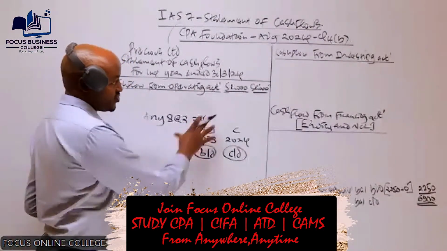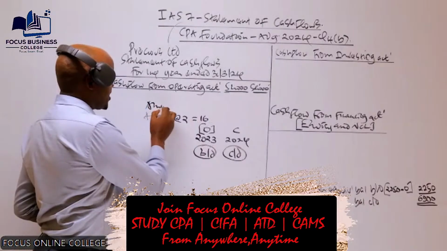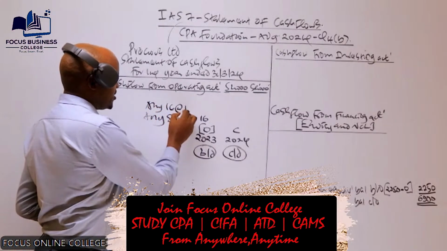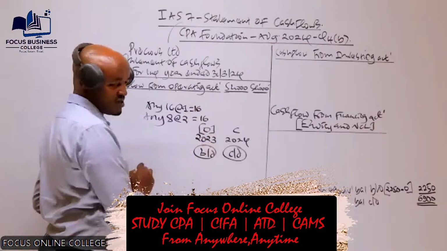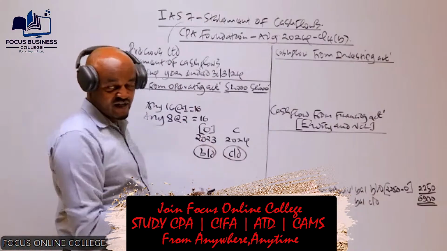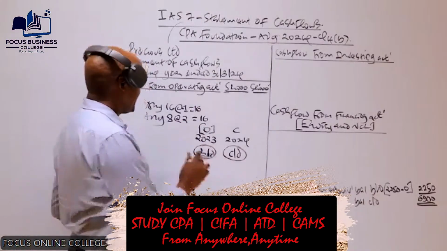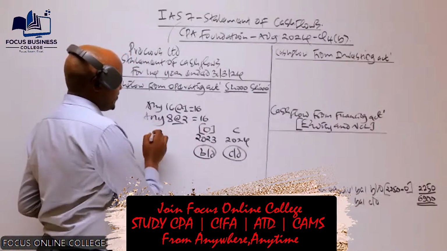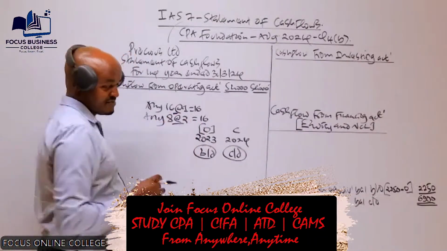Alternatively, if the question has so many entries, it can be marked like this: any 16 entries at 1 mark, and basically you get the 16 marks. So it depends on the number of entries. If a question does not have so many entries, it can be marked like that. If the question has so many entries, it will be marked like that.